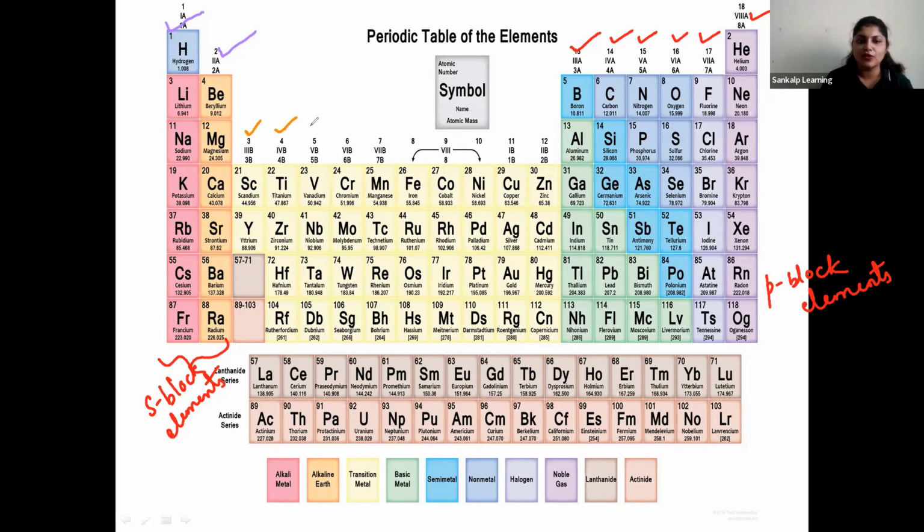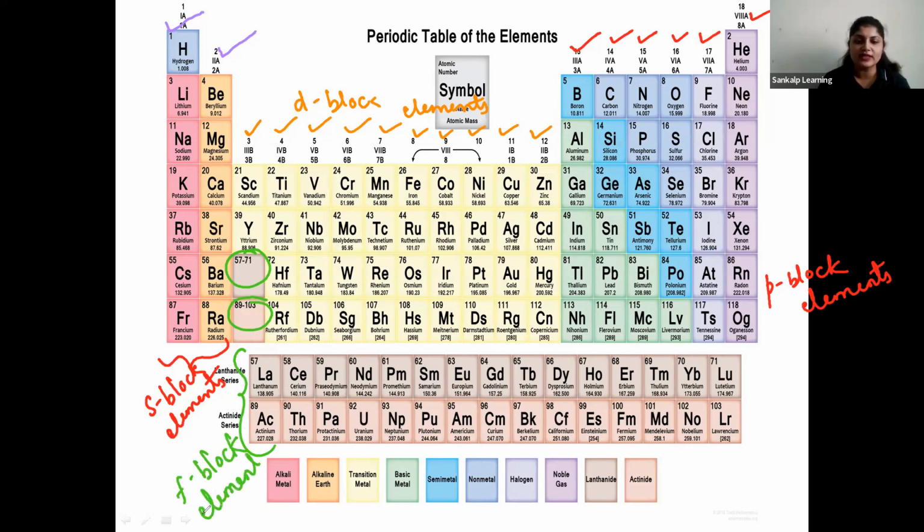Then groups 3, 4, 5, 6, 7, 8, 9, 10, 11, 12 are called D block elements. And the gap you can see here are the F block elements, which are placed at the bottom. So these are the four blocks: S block elements, P block elements, D block elements, and F block elements.